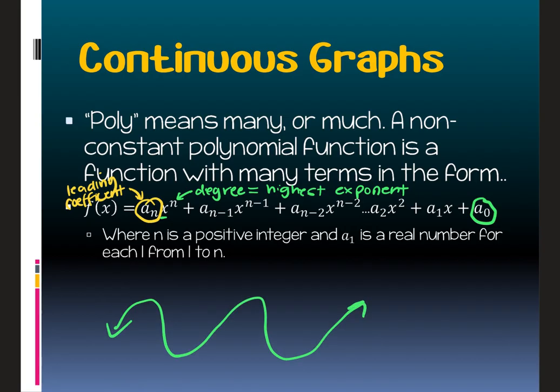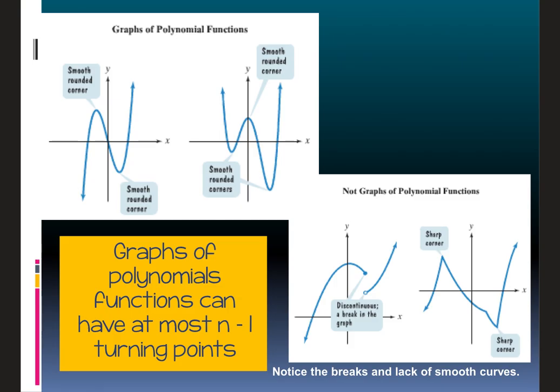Unless they're restricted, unless their domain's restricted. But our initial polynomial functions will look something like that. These could be parabolas, these could be cubic functions, but they could also have many terms, because poly means many. Yeah. So non-constant means there are no horizontal lines. Correct. Yep.